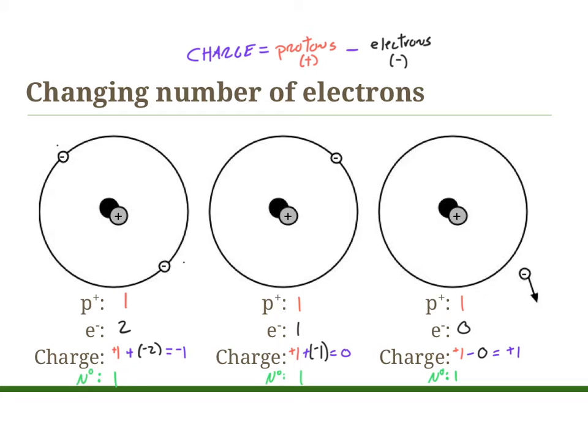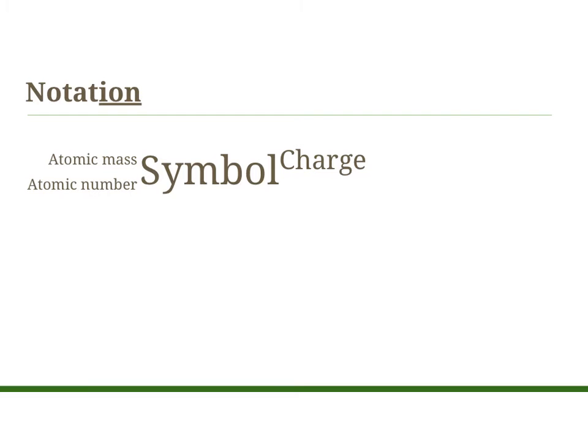Well, from this point forward, you cannot assume it's a neutral atom because we now have this ability to identify if there's an ion present or not. As an example, this is the way notation will be written for this, where we'd have the element symbol, the atomic mass, the atomic number, and then also the charge.